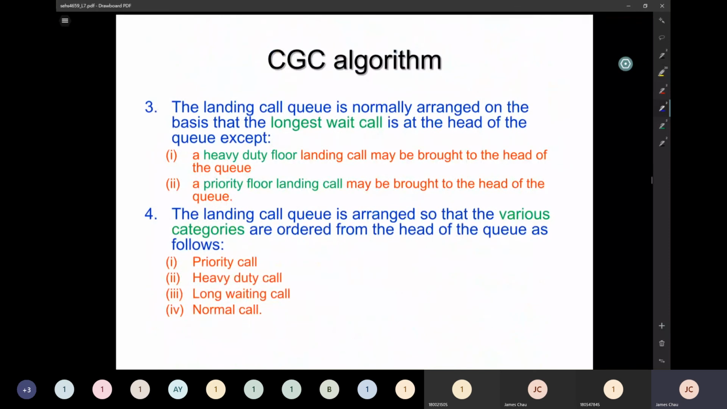Now here we continue. For the CGC algorithm, you can see that the landing call queue is normally arranged, as we told you, from the longest waiting call to the shortest waiting call. When we receive a heavy duty call, then we will make the priority of the call the head of the queue. And also, if we receive a VIP service, which has a higher priority, again the call will be brought to the head of the queue.